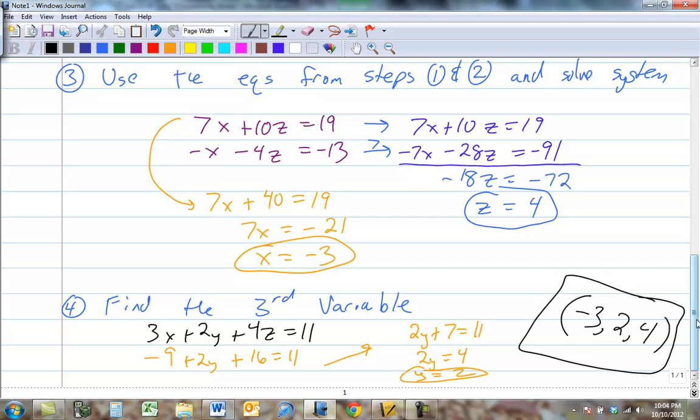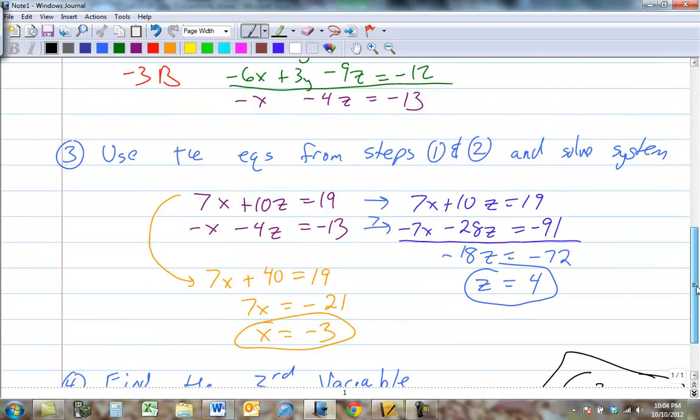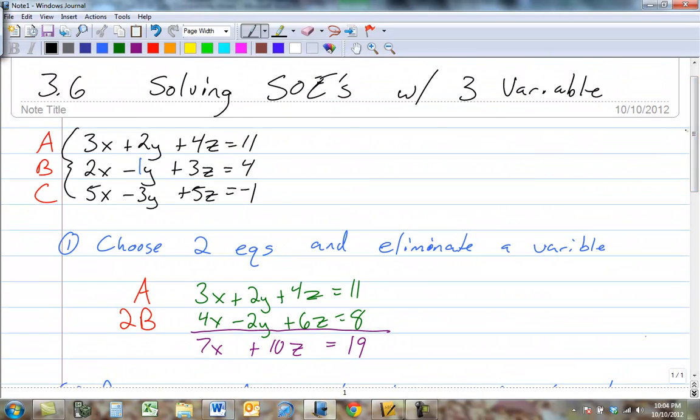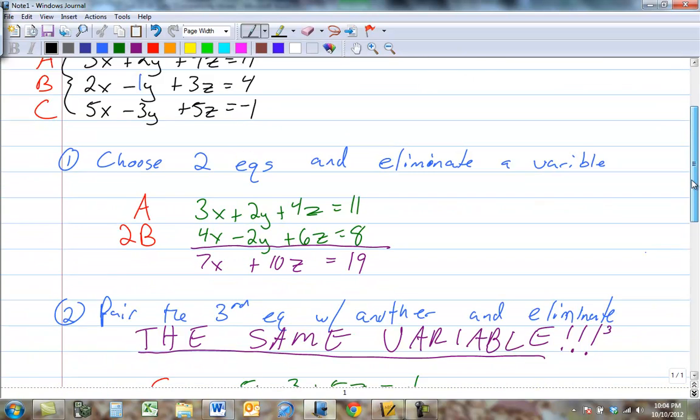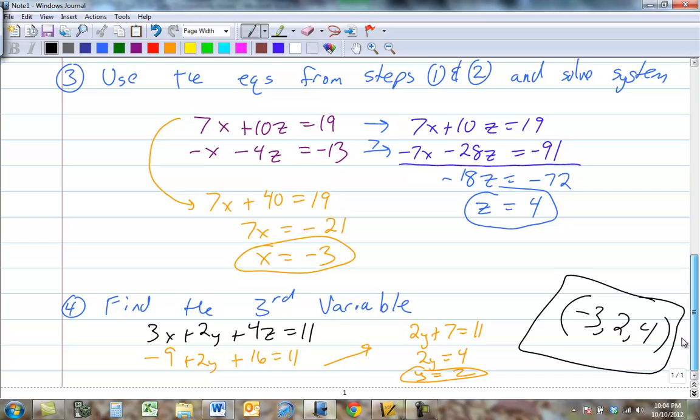Now, of course, there is a fifth step. Fifth step is to check your answer. You could go up here and plug them into all three of these equations, make sure it comes out. In this case, I'll save you the trouble. It does. So, tomorrow we'll talk about special cases, but right now, those are the 4 steps in order to solve a 3x3 system.